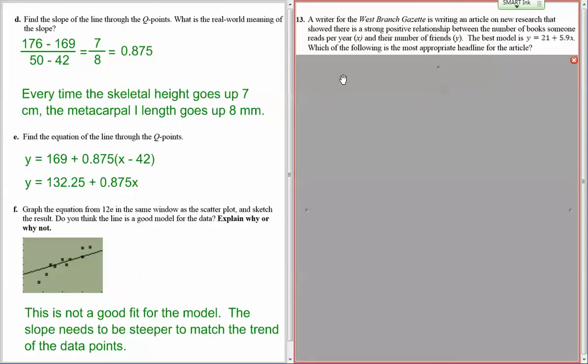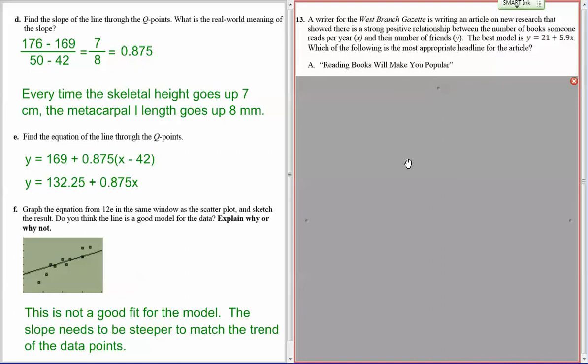All right, and a writer for the West Branch Gazette is writing an article on new research that showed there's a strong positive relationship between the number of books someone reads per year and the number of friends. They give this model. Which of the following is the most appropriate headline for the article? Can we say that reading books will make you popular? No, we cannot say that. Just because there's a trend doesn't mean that one's causing the other.